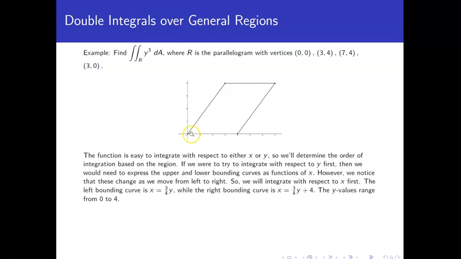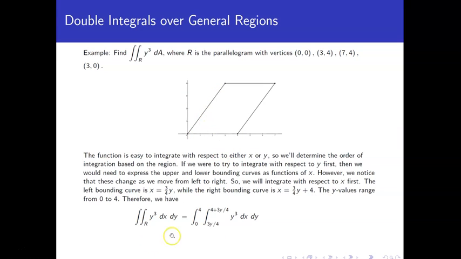Here's a left bounding curve, here's a right bounding curve. In terms of y, solving that for x, you'll get x equals 3/4 y, or over here we'll get x equals 3/4 y plus 4. And certainly we see that the y's go from 0 to 4 in that case.